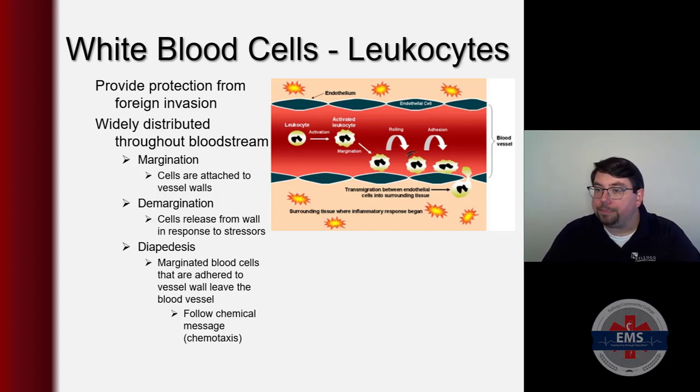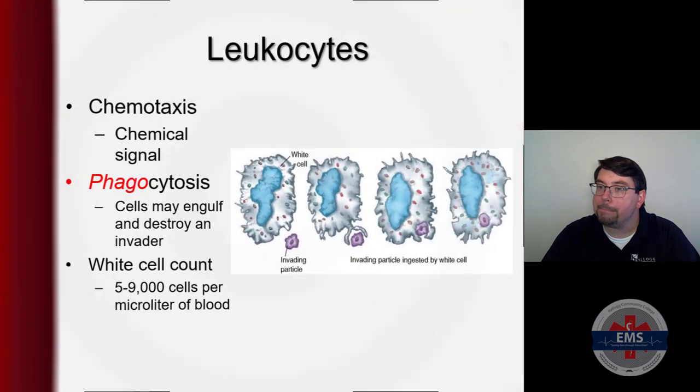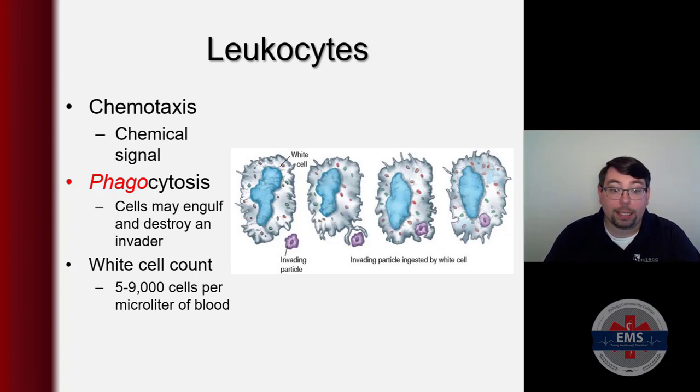The last portion here is diapedesis, which I'm not sure if I'm saying that correctly, but it's when the marginated blood cells that are adhered to the vessel wall leave the blood vessel itself, right? So they follow the chemical messenger to stay on it, to keep attacking it. The chemotaxis, or chemical signals that are released, allow the body to recognize it and then begin to attack that invader.